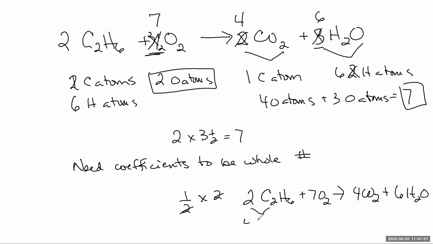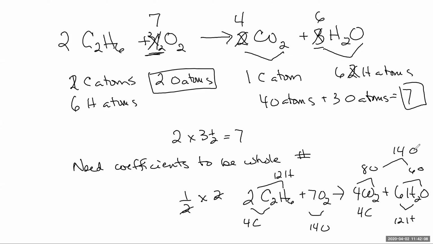If we look here, we have 4 carbon. If we look here, we have 4 carbon. If we look here, we have 12 hydrogen. If we look here, 12 hydrogen. Here we have 14 oxygen, and over here we have 8 oxygen, and over here we have 6 oxygens for a total of 14. So our equation is balanced.